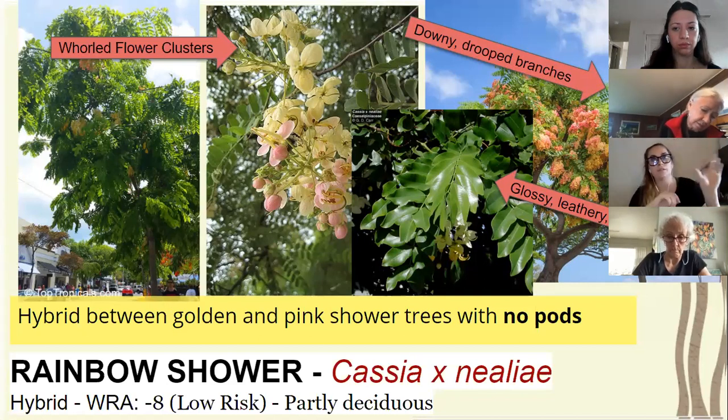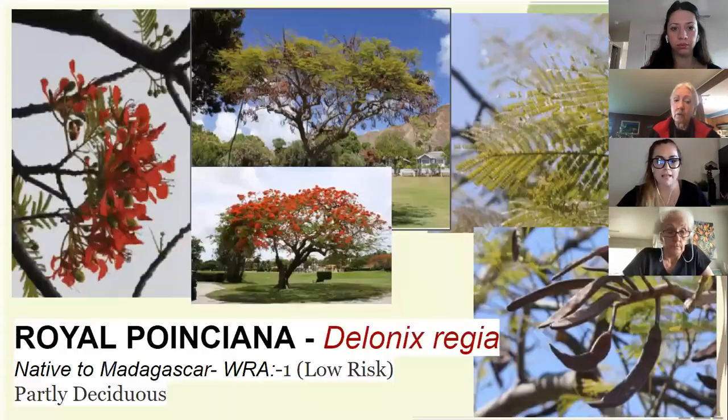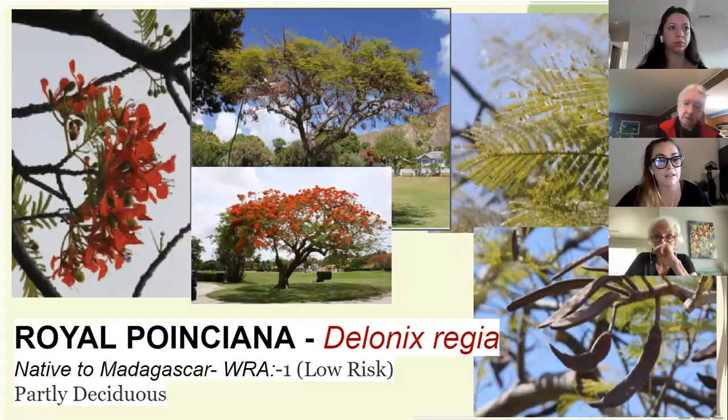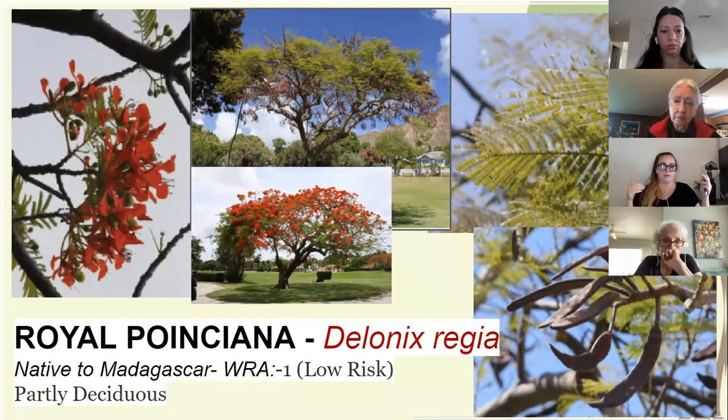If you have a golden shower tree with a rainbow shower tree next to each other and they're both not flowering, the golden shower tree might have the pods, and that's because it's not a hybrid. So that's a quick giveaway. Exactly, the big long pods on the goldens. And then the other tree, the royal poinciana, from far away, maybe a little bit more difficult.